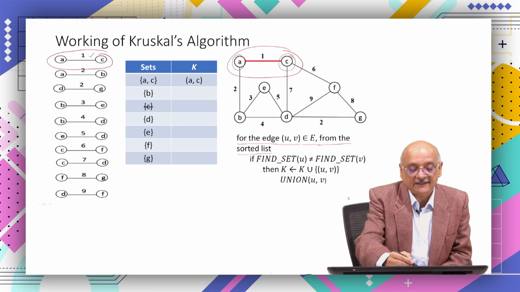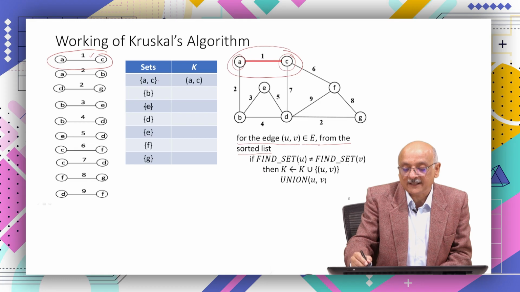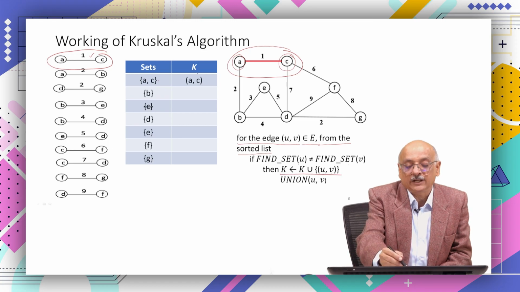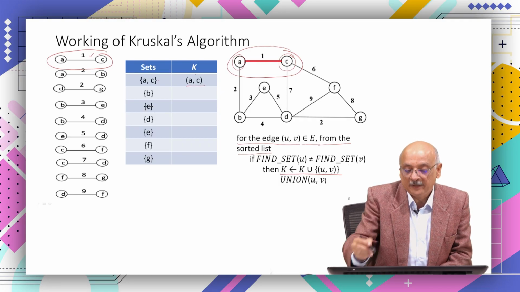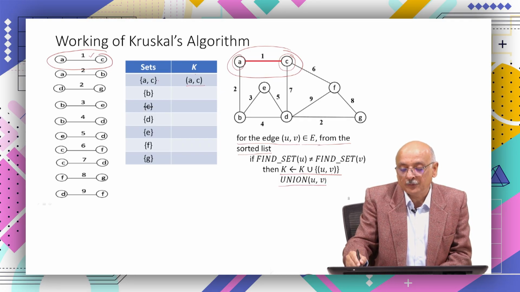Both A and C at the start were different sets, right? So these two were different sets at the start. Alright, so when they are different sets at the start, therefore what will we do? We will add this particular edge into K, right? So AC has been put over here, and union of U and V.